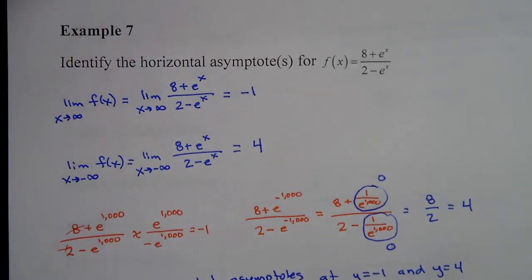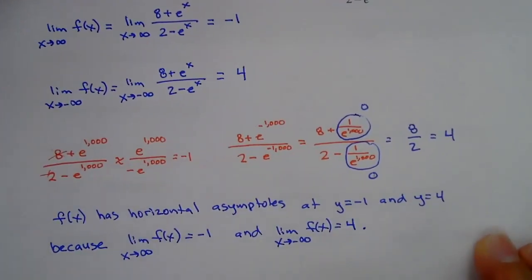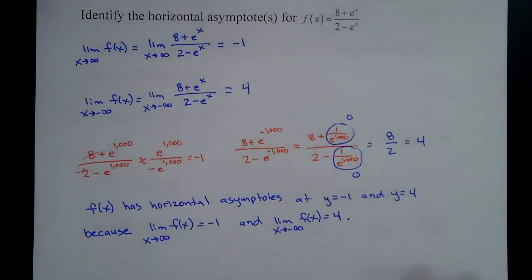And let me slide that up so you can read it. Okay, so f of x has a horizontal asymptote at y equals -1 and at y equals 4 because the limit as x approaches infinity of f of x is -1 and the limit as x approaches negative infinity of f of x is equal to 4.